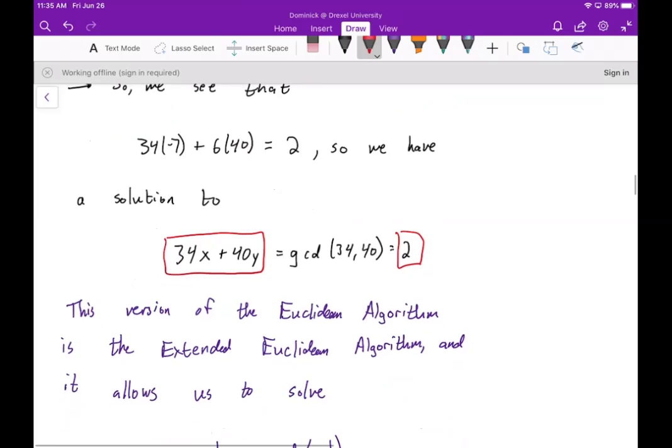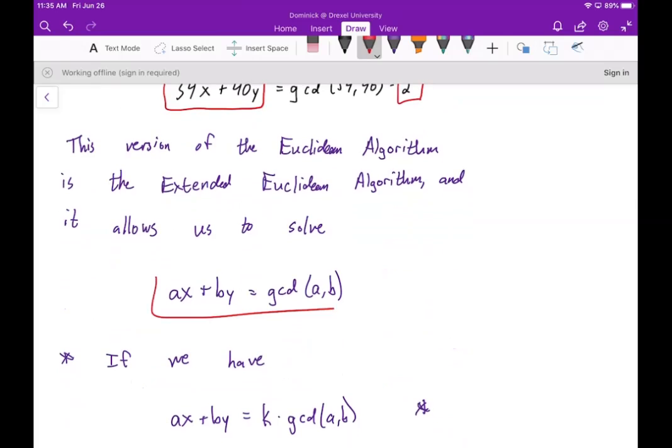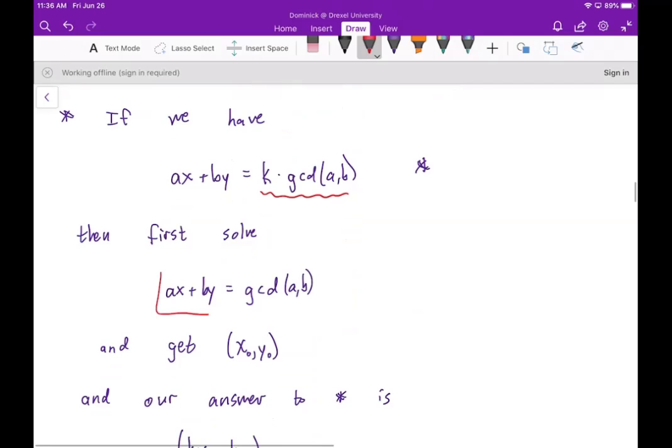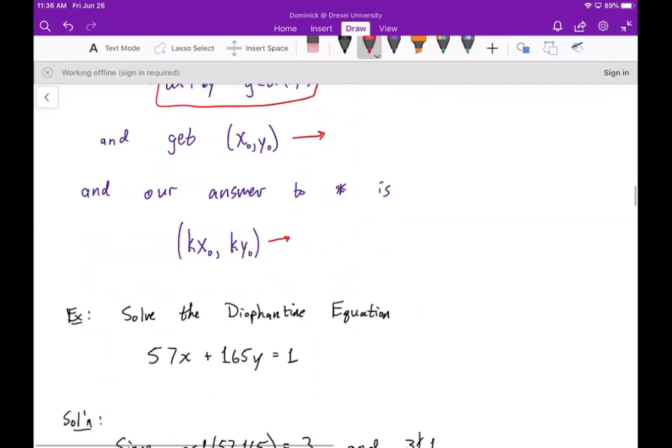Now, this version of the Euclidean algorithm is the extended Euclidean algorithm, and it helps us to solve these equations. Of course, we know that a Diophantine equation doesn't have to be equal to the GCD, but it has to equal something that the GCD will divide. So it can be anything times our GCD. If we want to solve something that's not explicitly the GCD, we would first solve for the GCD and get some pair x0, y0 that works. Then to get the solution for k times the GCD, we just multiply each coordinate by k. And that's where this is coming from. All right, so we're going to do another example.